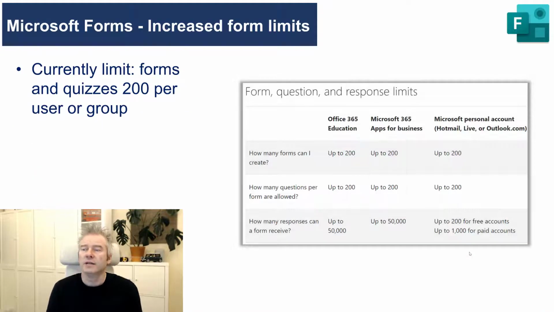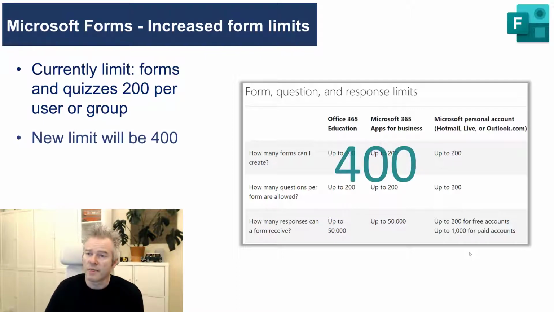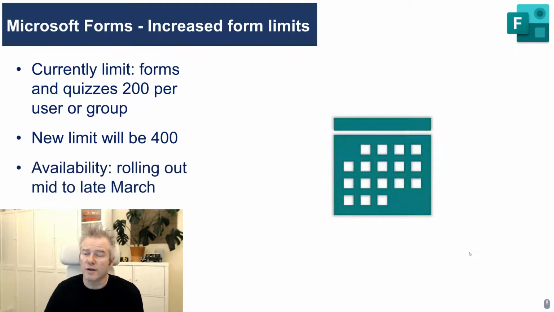Now, let's get into some new changes. So, the current limit on Microsoft Forms and quizzes is 200 per user or Office 365 group, and there's that. I'm not sure if it's temporary or permanent, but that's the bonus 200 that you get at the moment as well. That new limit is going to be 400 and the bonus will be 400 as well. Availability for that is rolling out mid to late March.